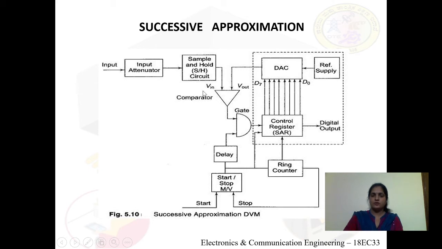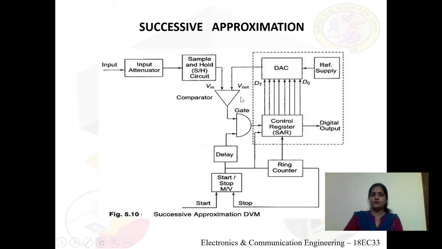Here we need to remember two conditions. While comparing, if Vin is greater than Vout, then the output of the comparator will be positive. If it is positive, the control register will set the MSB bit, and it doesn't bother about the remaining bits. If Vout is greater than Vin, that is, if the output of the DAC is greater than the input voltage Vin, then the output of the comparator is negative. If it is negative, the control register will reset the MSB bit and set the next bit.